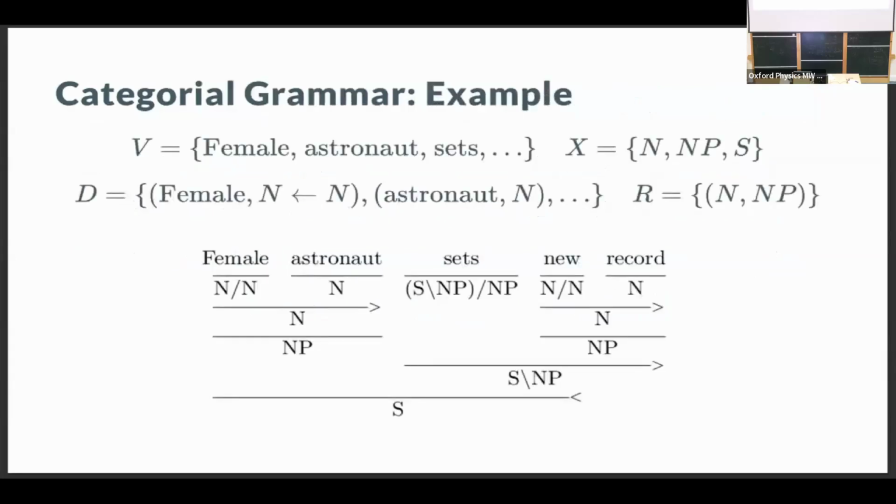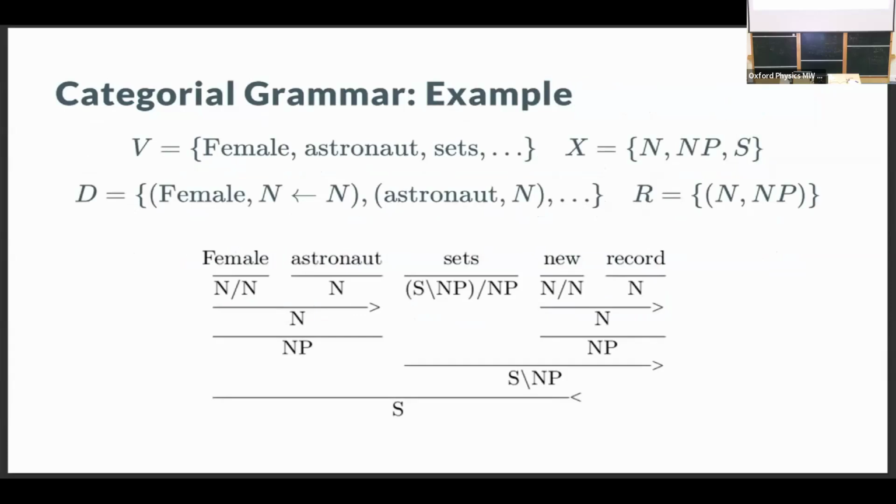I guess an example here would be with a bunch of words. Female said an astronaut sets a new record. Then female would be an adjective. It takes a noun, gives a noun, but it takes a noun on the right-hand side, gives a noun on the left-hand side. And then new is an adjective as well. And sets takes a noun phrase on the right-hand side, gives a noun, takes a noun phrase on the left-hand side, and gives a sentence.